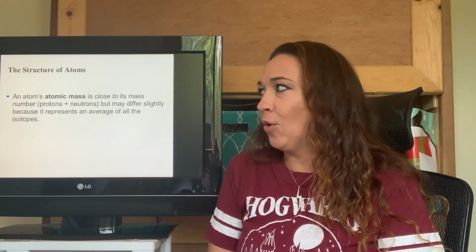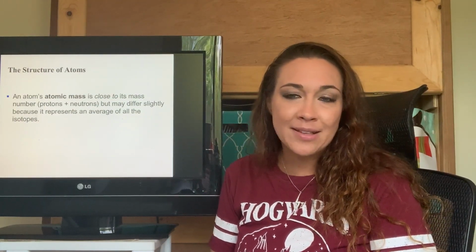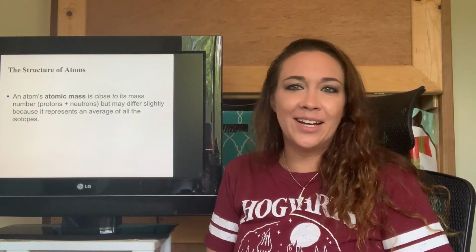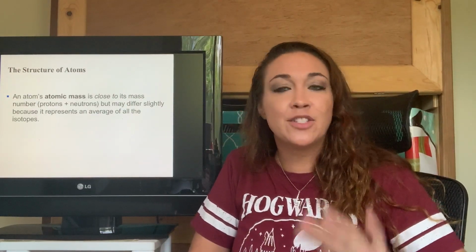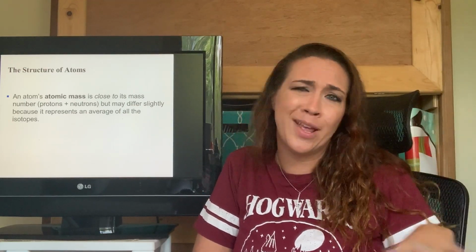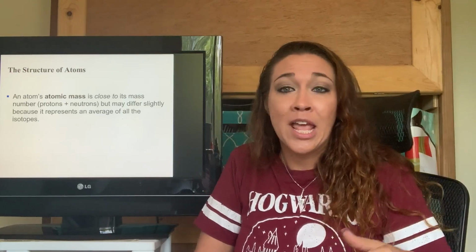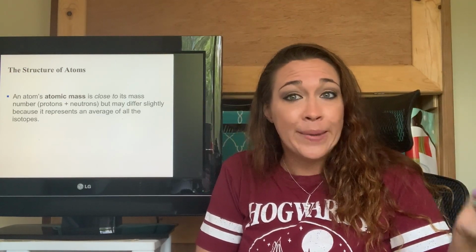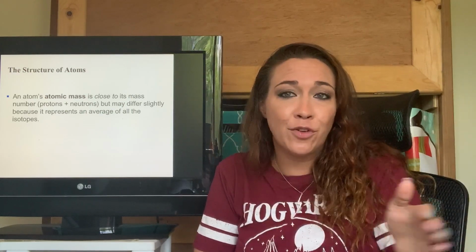All right, so remember that the atomic mass is the really confusing one. The mass number is pretty straightforward. The atomic number is super straightforward. The atomic mass is a little bit different. It's very, very close to the mass number because you're just taking an average of those neutrons.